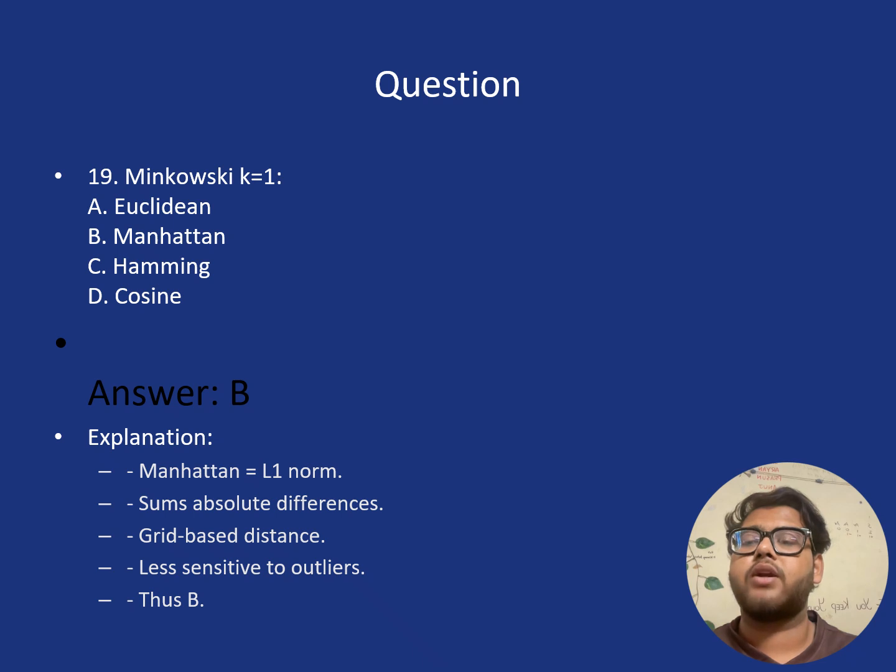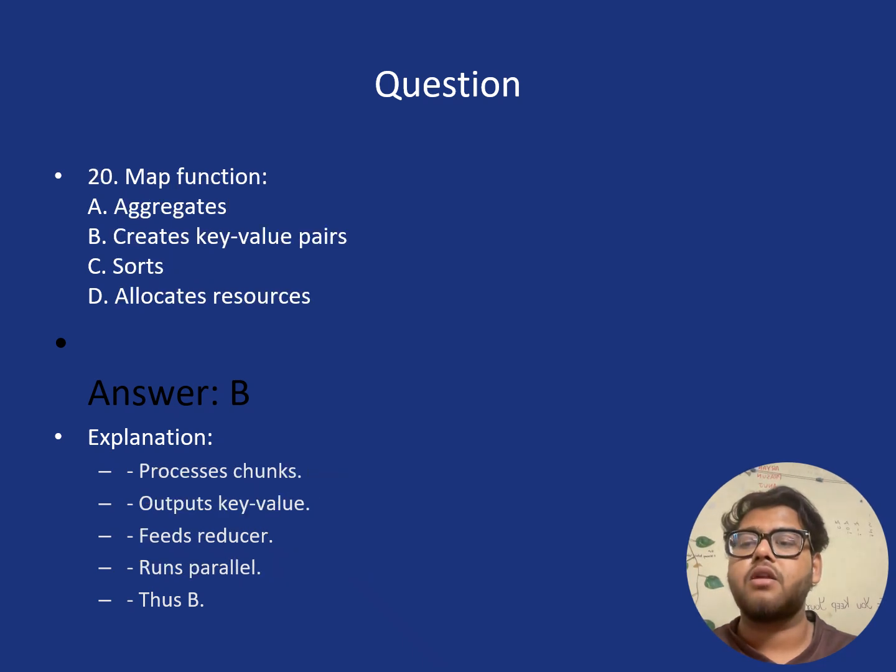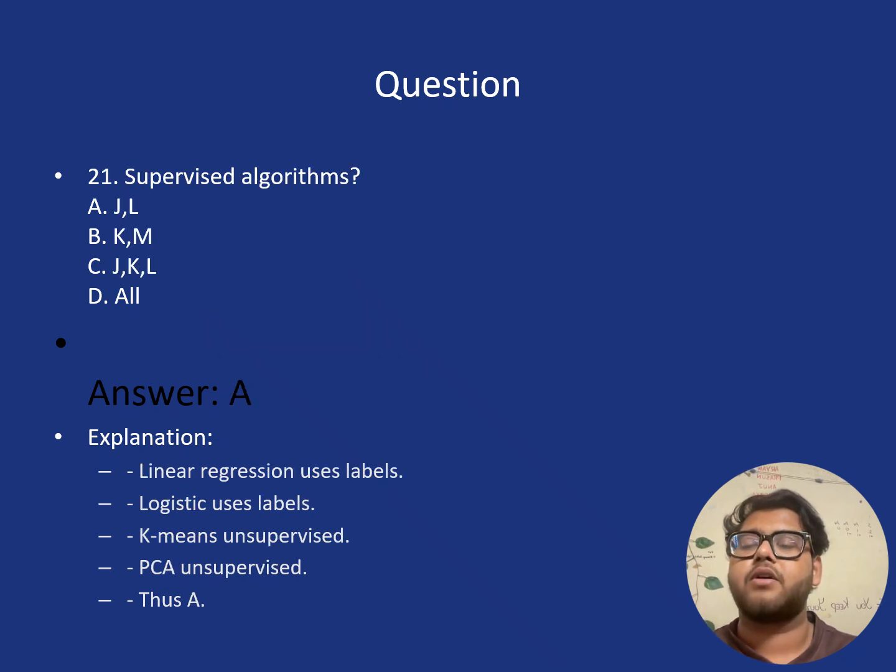Minkowski with k equal to 1: Euclidean, Manhattan, Hamming, cosine. So we know Manhattan is k equal to 1. Manhattan is equal to L1 norm, sums absolute differences, grid based distance, less sensitive to outliers. Question number 20 is map function: it aggregates, creates key value pairs, sorts, allocates resources. So the answer is creates key value pairs. Explanation: process chunks, outputs key value, feeds reducer, runs parallel.